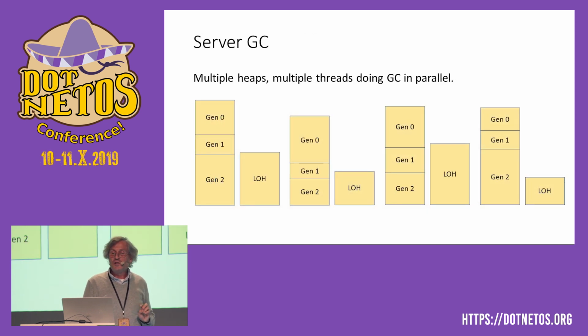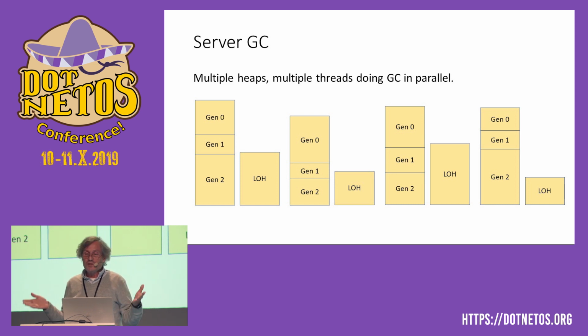We have something called server GC, and what this is essentially multiple heaps, by default one per processor, and they all consist of the generations that I have already talked about and a large object heap.